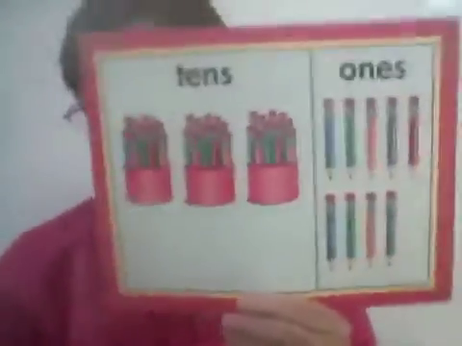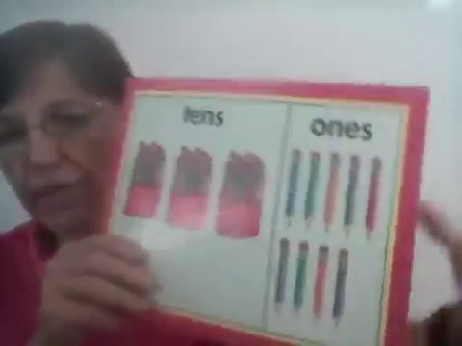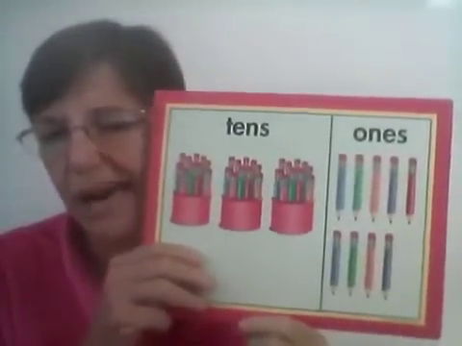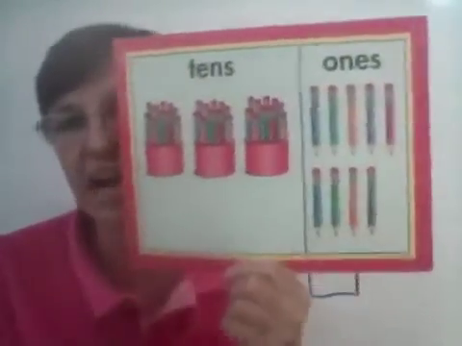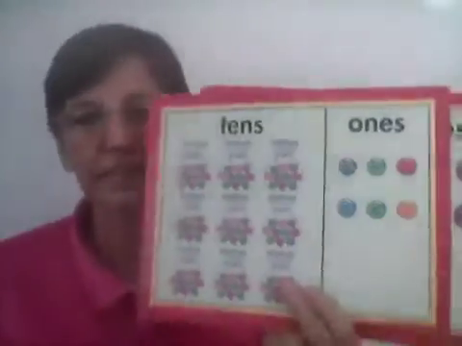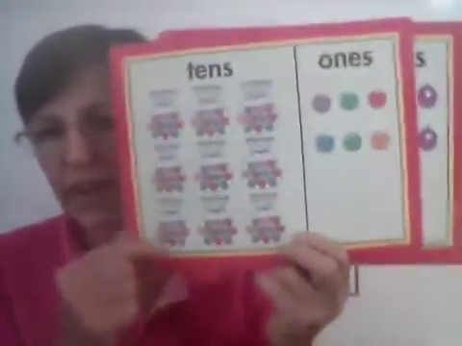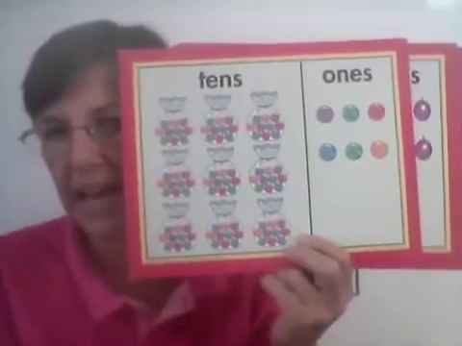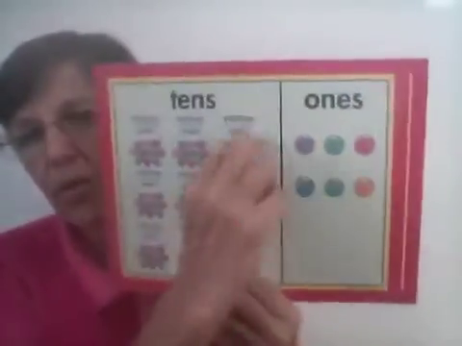Let's go over some of these cards. These are easy too. If we have 3 tens, and how many do we have over here? A 5 and a 4. What's 5 and 4? 9. Good. 3 tens, 9 ones is what? 39. Tens over here, how many do we have? 3 groups of 3. How many is that? 9.